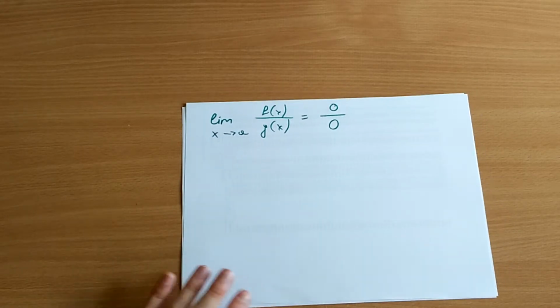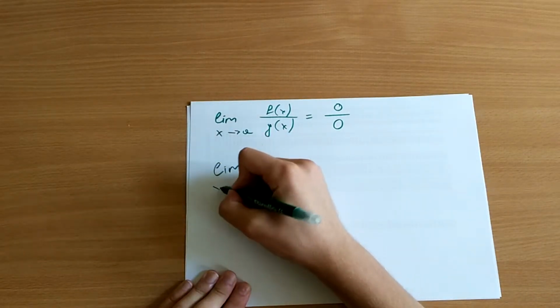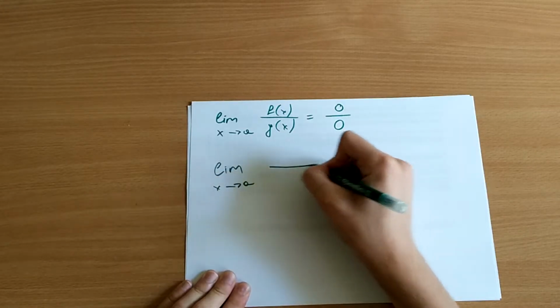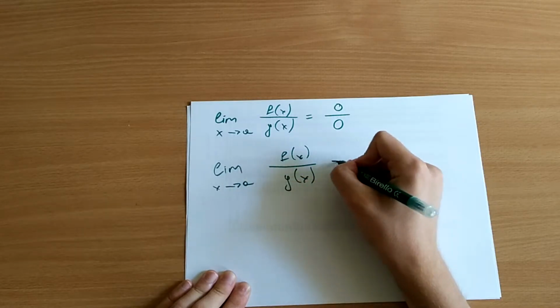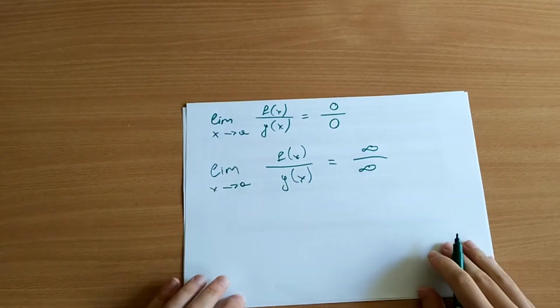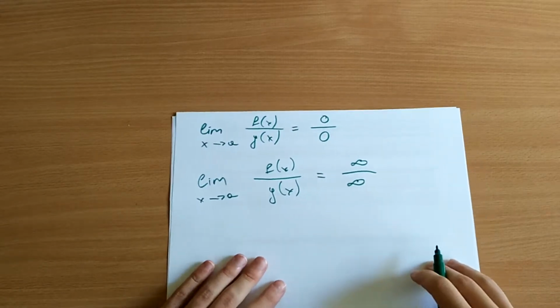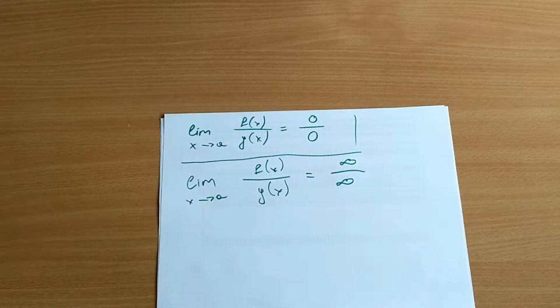The other case is when we have a limit as x approaches a of f of x over g of x, and we get the intermediate form infinity over infinity. Now today we're going to talk about this intermediate form when we get the result 0 over 0.